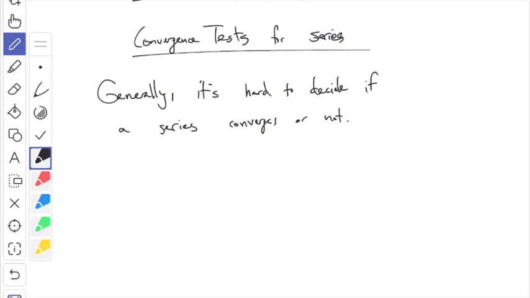It's even harder if you want to know what the answer is, but even a more fundamental, more preliminary question, not tell me what the answer is, but just does it converge at all? Even that question is hard to answer.